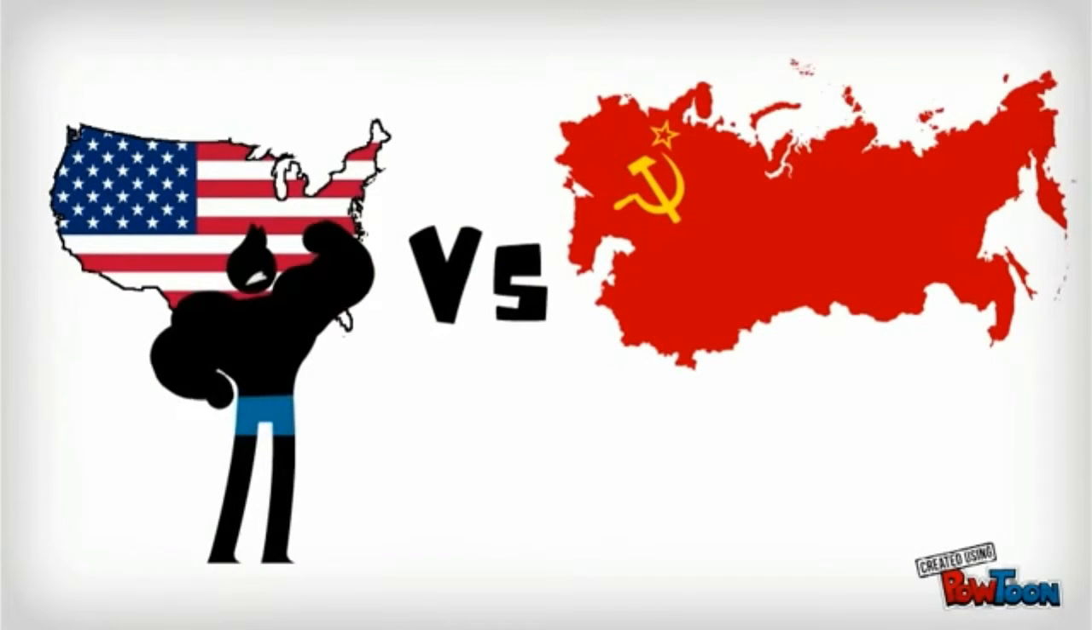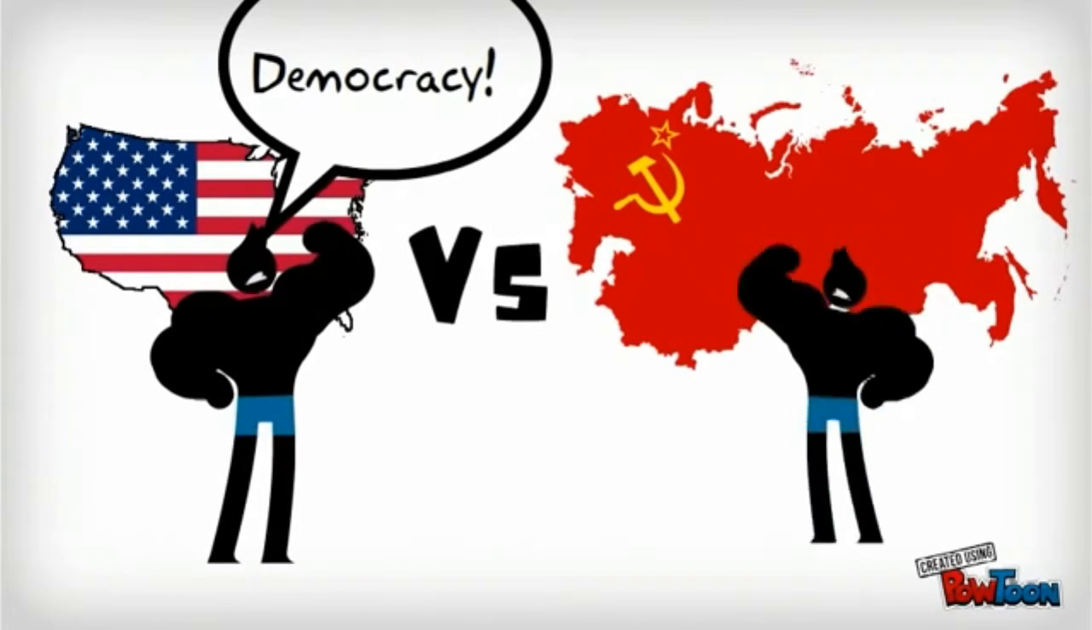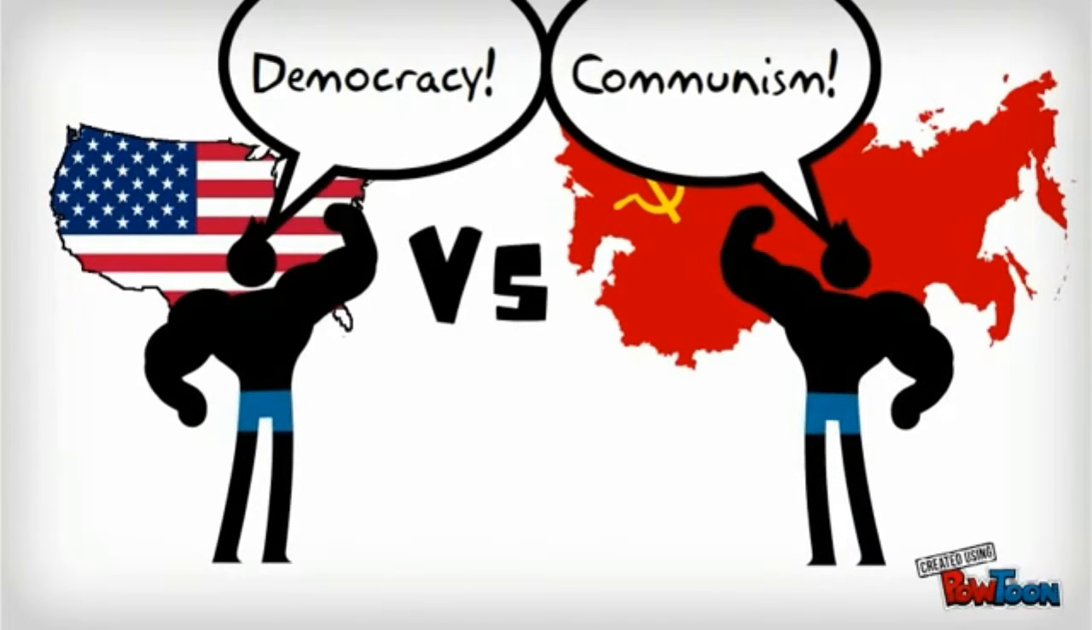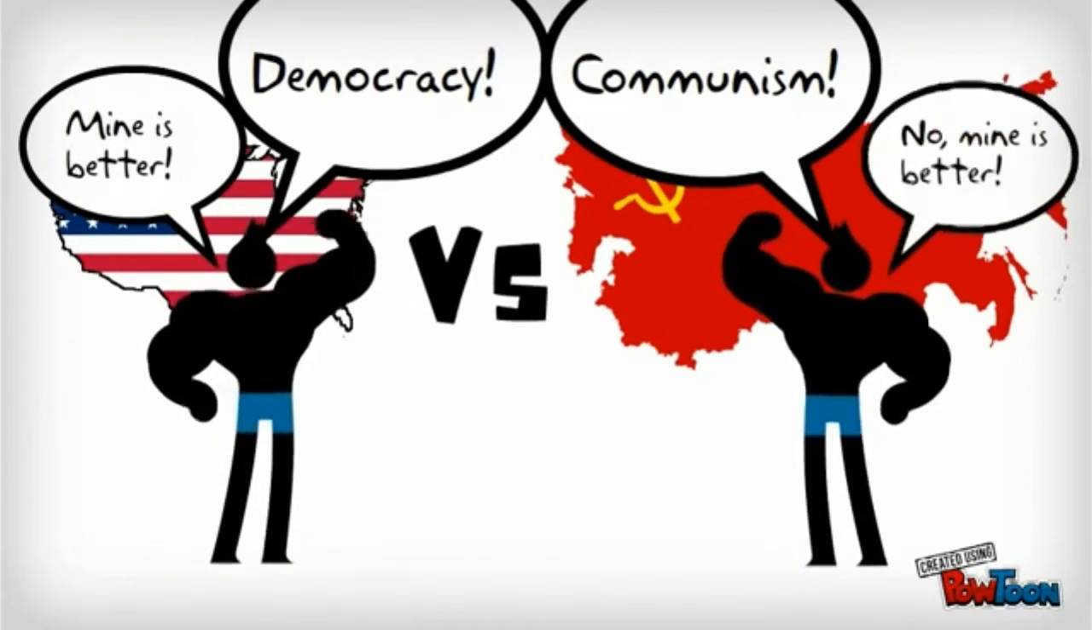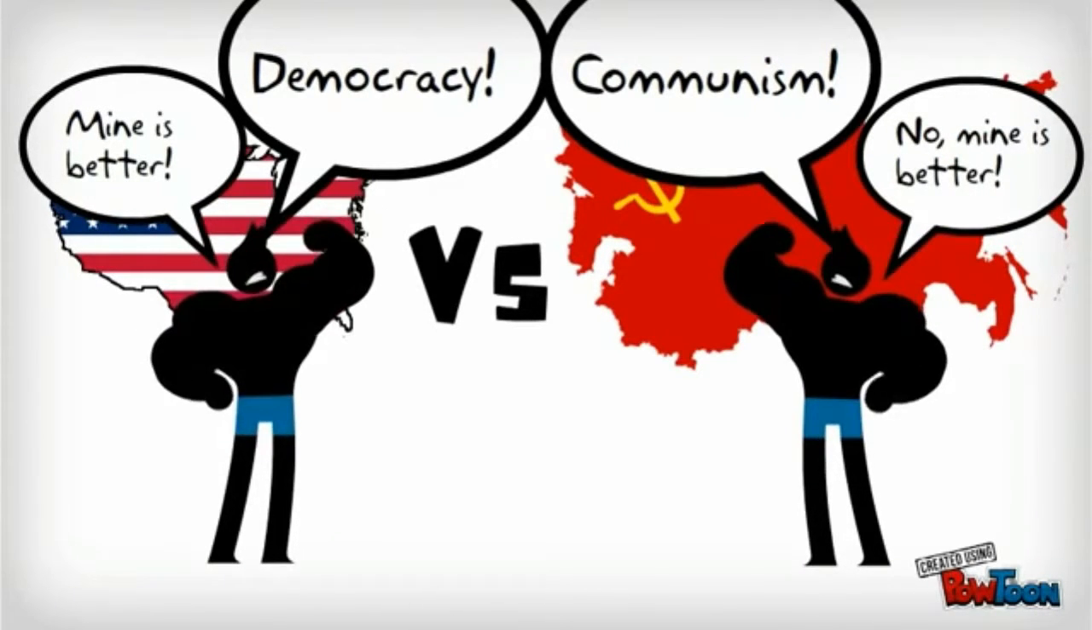Let's start with the basics. Who was involved? The Cold War was between the United States and the Soviet Union, but it was more a war of ideologies, economics, and government. The United States represented democracy, freedom, and capitalism, while the Soviet Union represented communism and socialism.